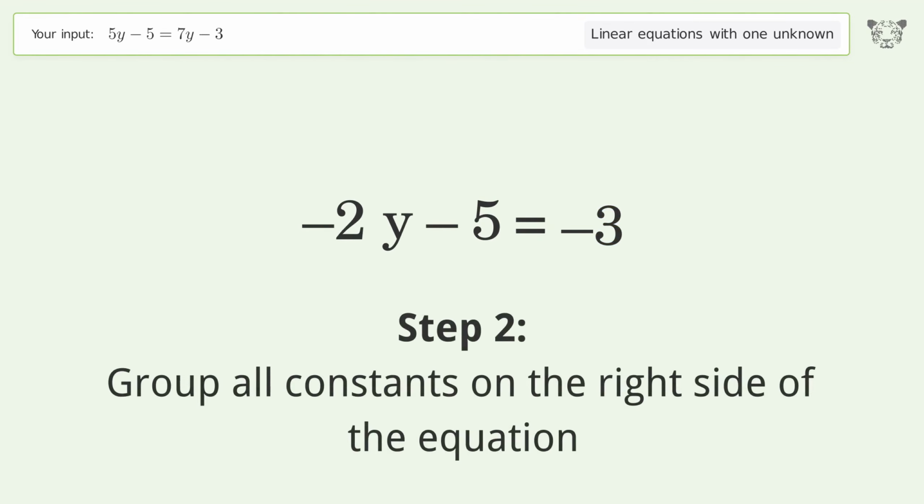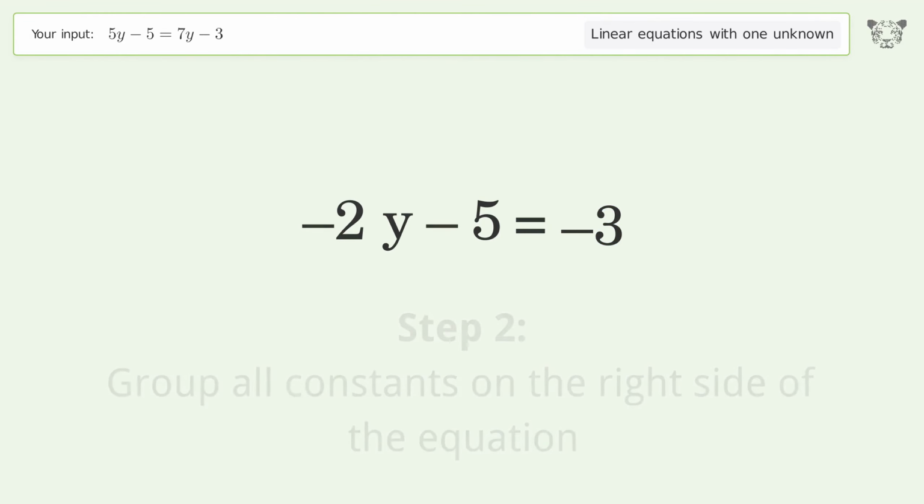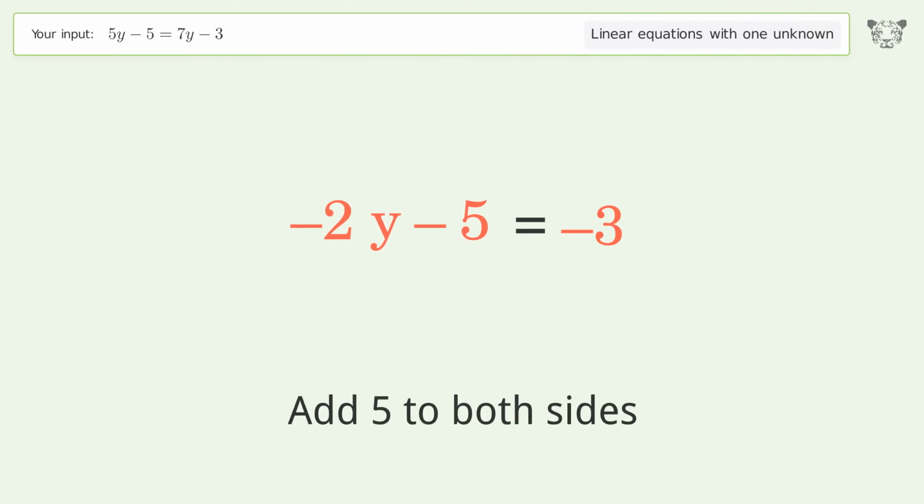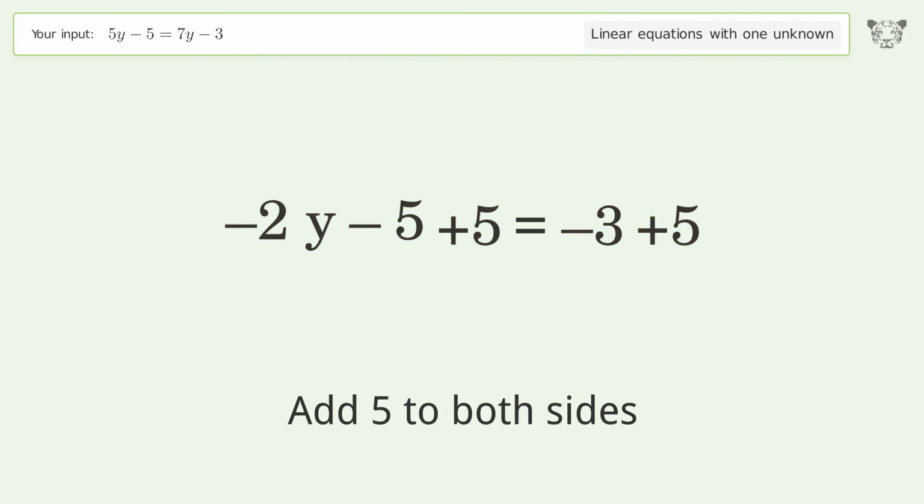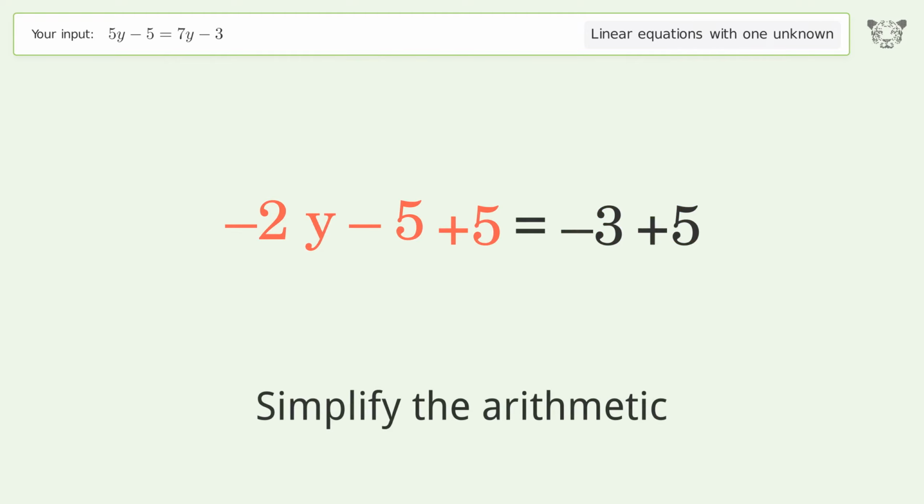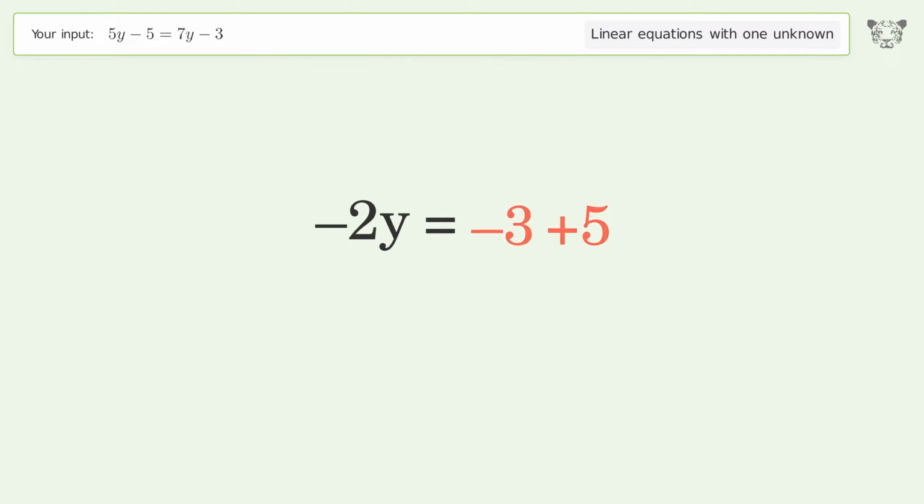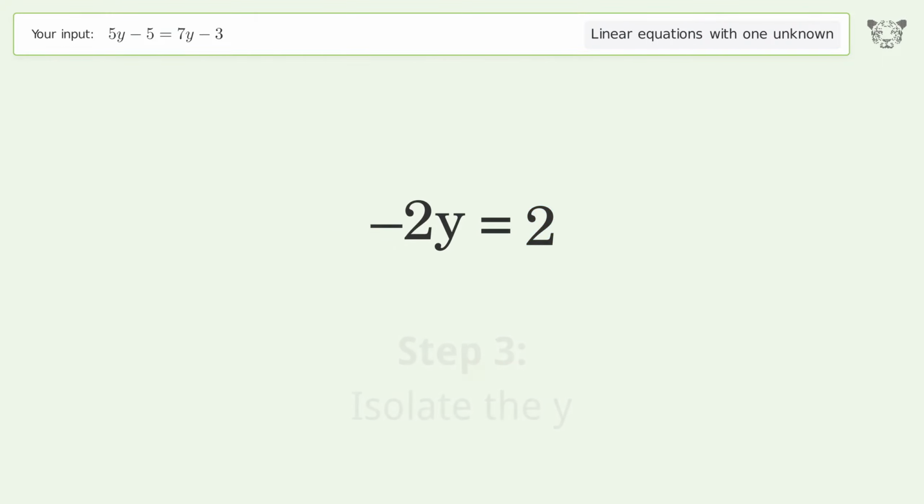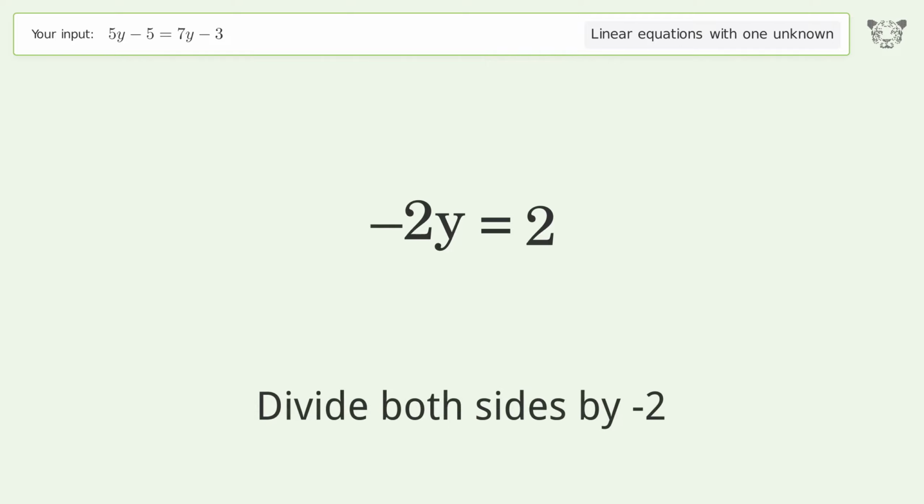Group all constants on the right side of the equation. Add 5 to both sides. Simplify the arithmetic. Isolate the y. Divide both sides by -2.